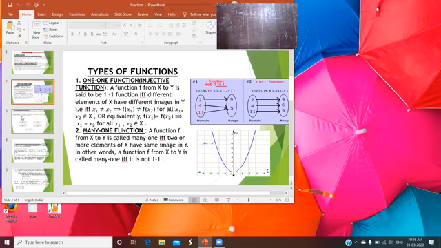In this case, first you draw the graph of the given curve and draw a horizontal line on it, meaning a horizontal line parallel to the x-axis. If that line intersects the given curve at two distinct points, then the function is not one-one. But if the horizontal line parallel to the x-axis intersects the given curve at only one point, then you can say that the function is a one-one function.